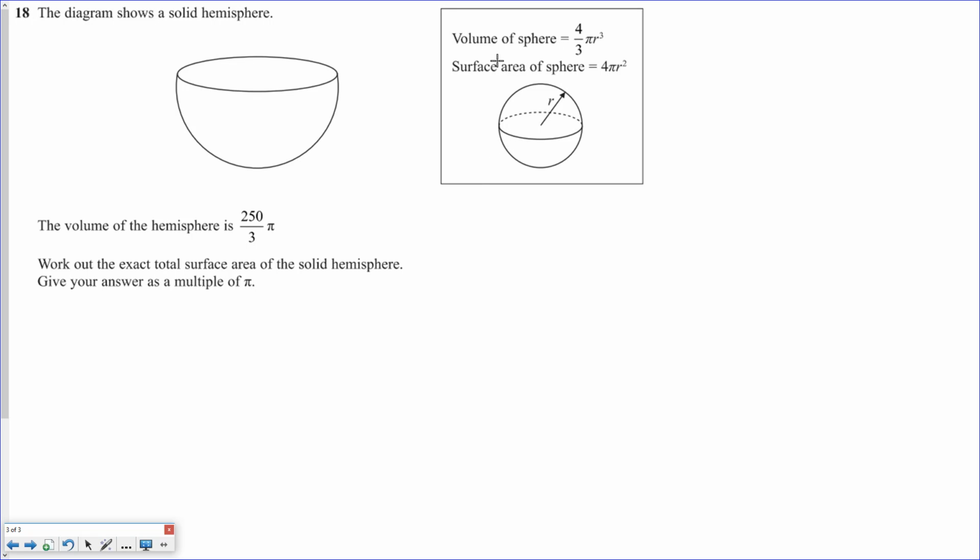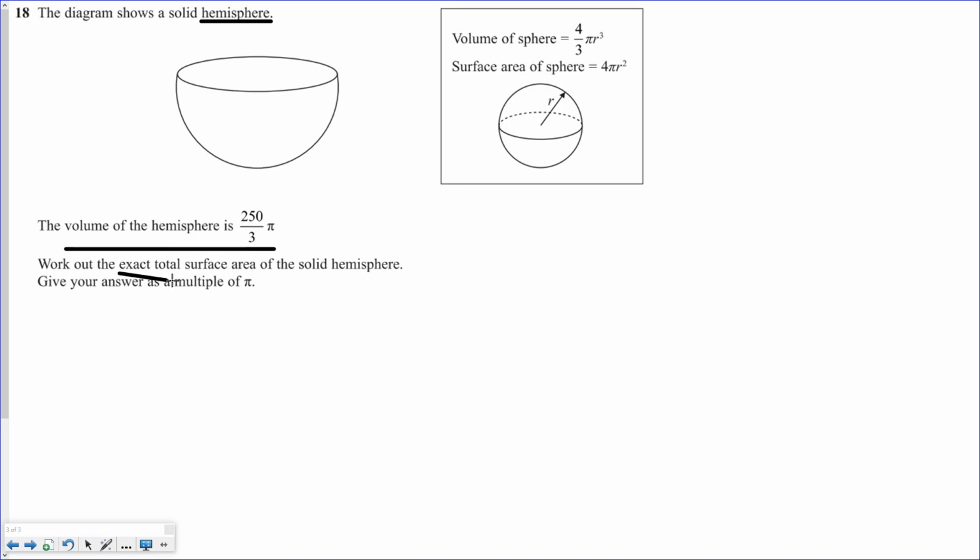Over here we have the formula for the volume of a sphere equals 4 over 3 pi r cubed, and we also have the surface area of a sphere equals 4 pi r squared. Let's start by underlining the keywords in the question. So a hemisphere is half of a sphere, so it's a sphere that's being cut into two. The volume of the hemisphere, okay, so this is important, the volume of the hemisphere is 250 over 3 pi.